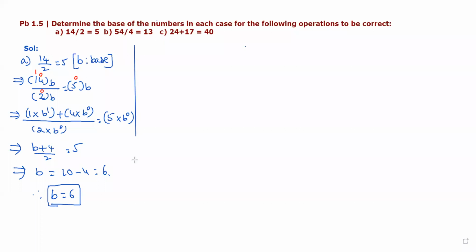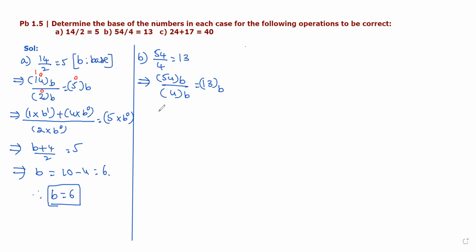Next, we should move to the next combination of the numbers. The combination of numbers is 54 by 4 equal to 13. We should follow the same procedure that we have done for part A. Then it becomes 54 with the base B whole divided by 4 with base B equal to 13 with the base B. Now we should assign the weights for each digit of these numbers starting from LSB, that is 0 and 1. Here only a single digit, its weight is 0. Here two digits, here also 0 and 1.